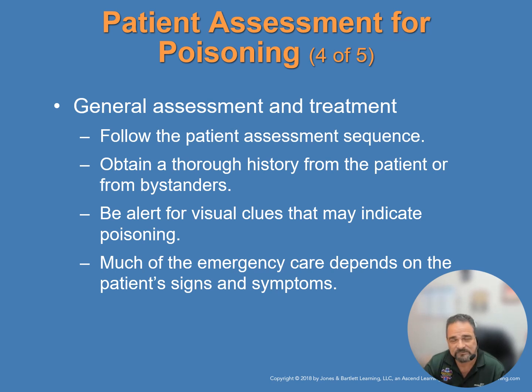All right, so general assessment and treatment for your patients with poisoning. Follow the assessment sequence. Those five components are your key to success. Obtain a thorough history from the patient and find out if they're allergic to something they may have become exposed to, such as a bee sting or a new medication. If the patient is unable to give you that information, you want to talk to bystanders. Be alert for any visual clues that may indicate poisoning, like redness of the skin, urticaria, hives, bumps, sweating, nausea, and vomiting. Much of your emergency care depends on those patient signs and symptoms.